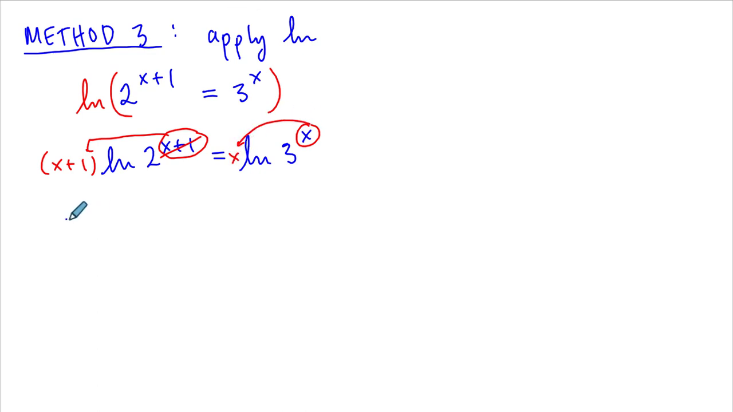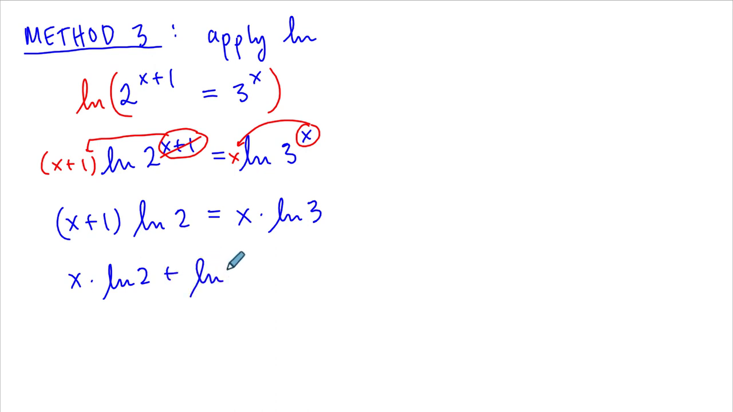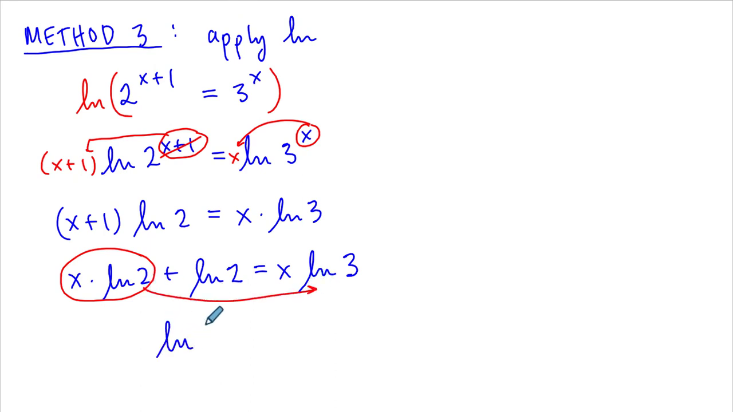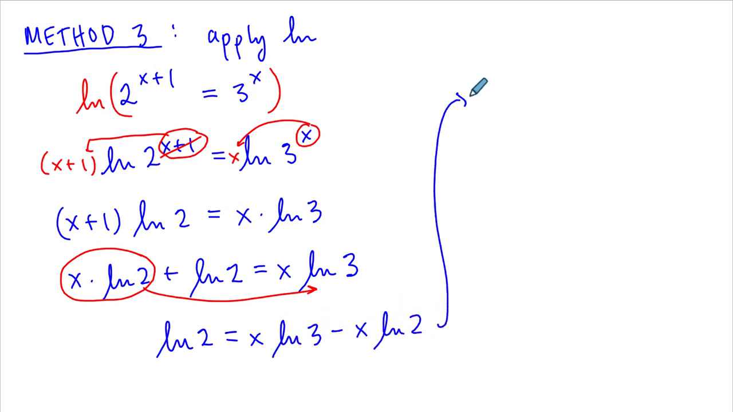And now we have x plus 1 multiplied by some number equals x multiplied by some other number. So that number ln 2 can multiply through the brackets, and we get x times the ln of 2 plus 1 times the ln of 2 is equal to x times the ln of 3. We want to get all of our variables on the same side, so I'm going to subtract x ln 2 so that we have all the x's on one side and all the numbers on the other side.